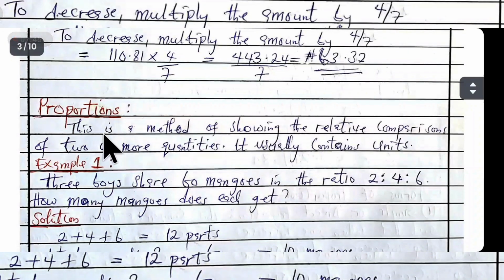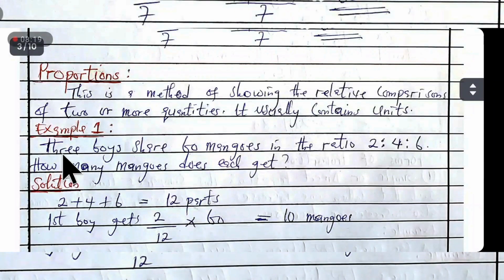All right, proportion. What is a proportion? This is a method of showing the relative comparison of two or more quantities. It usually contains units. So when we talk about proportion, it is just a method of showing relative comparison. Two things that are related, you compare them, and of course they always contain units. Unit means one.